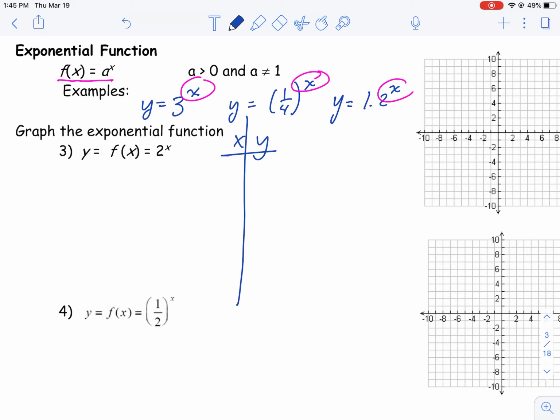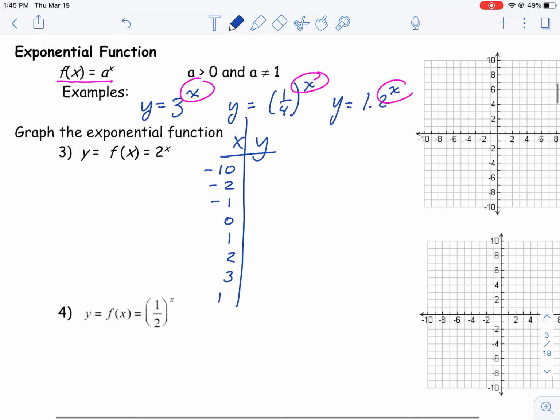Now, normally when we graph, we want to see some negative values, some positive values, usually pick some values like 0 that are easy to calculate. I'm going to throw negative 10 in there just to see what's happening all the way over there. And then negative 2, negative 1, 0, 1, 2, 3. And I'm going to throw in positive 10 to see where we're at.